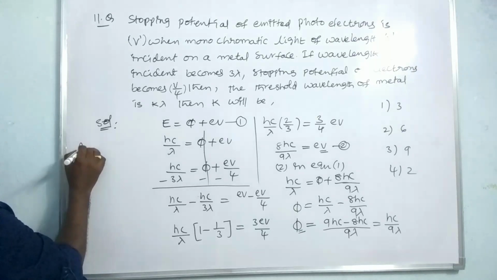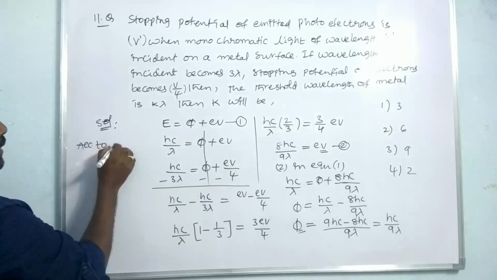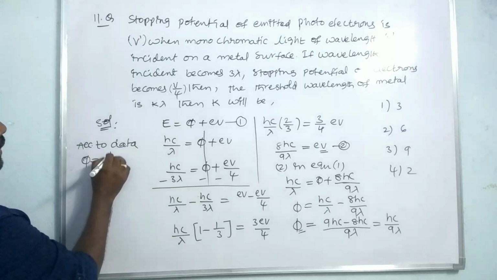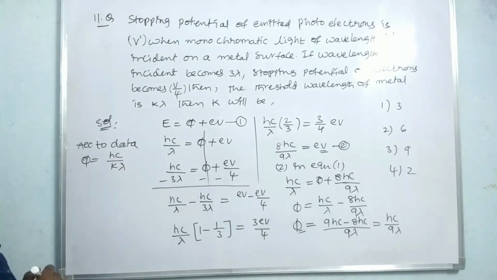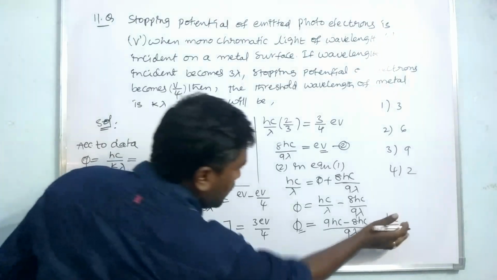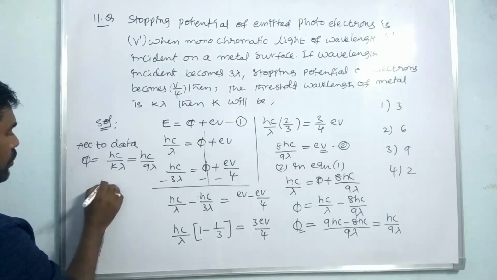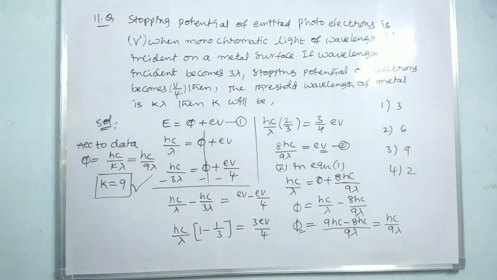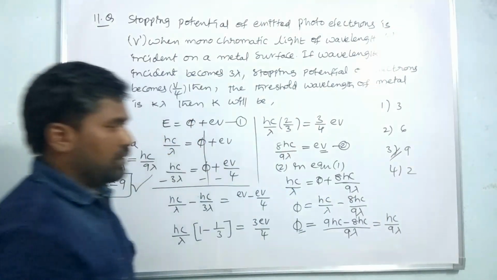So therefore, according to the data, phi is equal to hc by k lambda. It means hc by k lambda, k into lambda. But here it is hc by 9 lambda. So comparing these two, k will be how much here? 9. K is 9 here. So is there any answer here? That is the answer. Option 3 is the right answer.